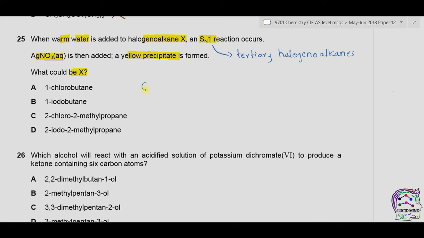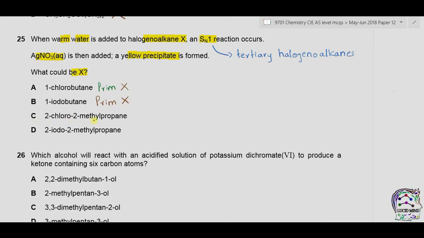First one is 1-chlorobutane. So we have 4 carbon atoms in the long chain and chlorine is present on the first carbon. As the carbon attached with chlorine is further attached to 1 carbon atom, this is a primary halogenoalkane. So A is incorrect. In B we have 1-iodobutane. Again we have 4 carbon atoms in the long chain and on the first carbon atom iodine is present. As the carbon attached with iodine is attached only with one carbon atom directly, this is also a primary halogenoalkane. So both A and B are incorrect.